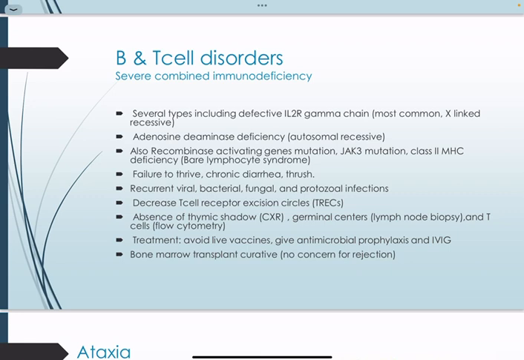SCID needs to be screened. The reason why, as I said, is that it's fatal, and the outcome depends on how soon you diagnose and how soon you intervene. The optimal thing to do is to screen patients for SCID. How do we screen them? So with this heel-prick test, that little drop of blood will be checked for what we call the TREC count, which is T cell receptor excision circles.